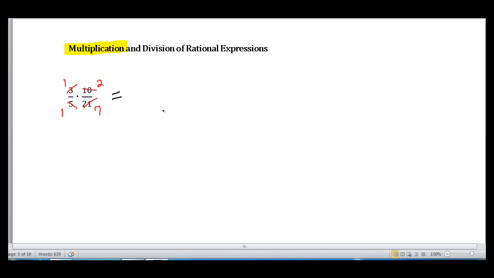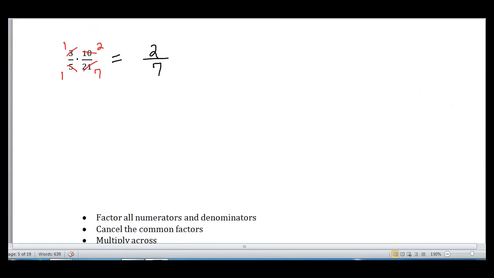Now we're going to multiply across. So I have this 1 right here times this 2, which we get as 2. And a 1 times 7 in the denominator, which is 7. We're going to use these same techniques to help us multiply rational expressions. Notice that we're going from two fractions to one fraction that is completely simplified. All right, that's when we know we can stop.